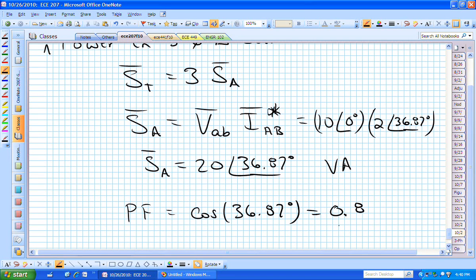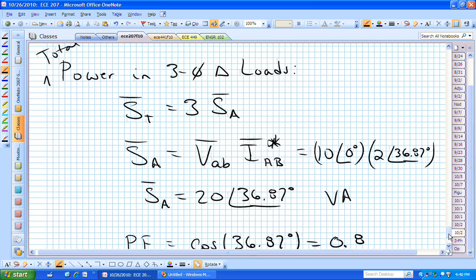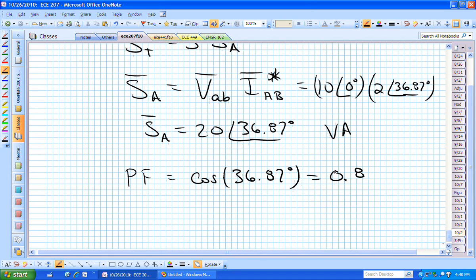I'm sorry? Are we okay? And is that power factor leading or lagging? Why was it lagging? It was a positive angle, wasn't it? It's going up. Our Q is positive. It's inductive. And we could find the P and the Q for that single phase. We now know that the total apparent power is 3 times 20 or 60 volt amperes. That's our total apparent power.